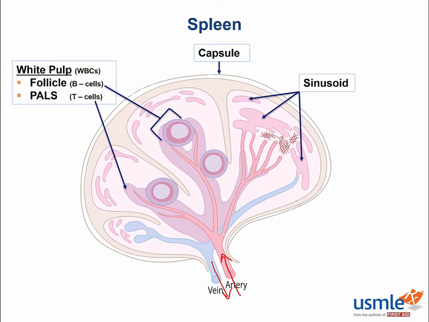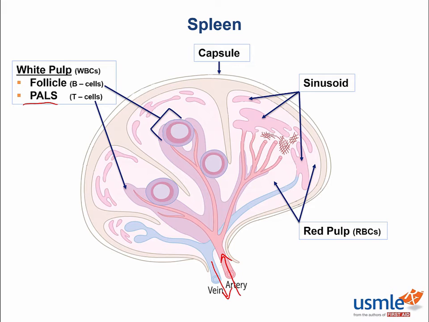Periarterial lymphatic sheaths, or PALs, contain T cells that surround arteries within the white pulp. Blood eventually trickles into the red pulp, where macrophages mechanically filter out senescent RBCs, cellular inclusions, and pathogens. Bacteria with capsules are normally destroyed by the IgM released from the spleen.